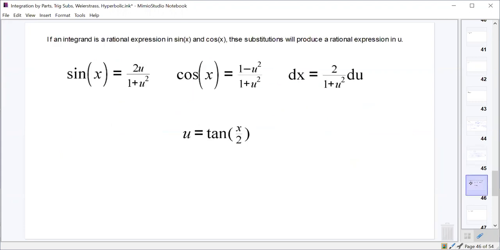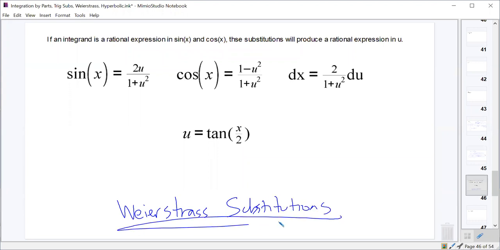All right. So we're not going to do any problems here with these. Might start one of them off and not really finish it, but we're going to talk a little bit about one other important method, and that is called a Weierstrass substitution. And that's what these are.